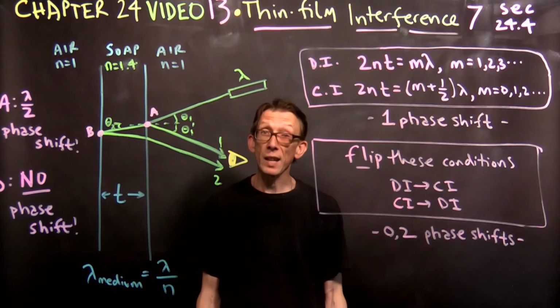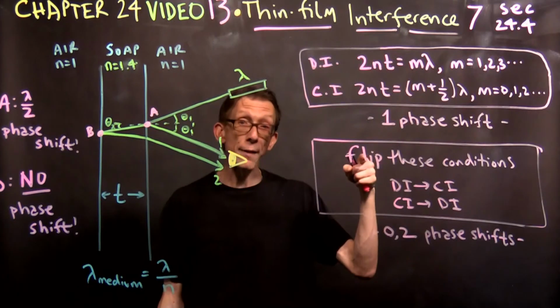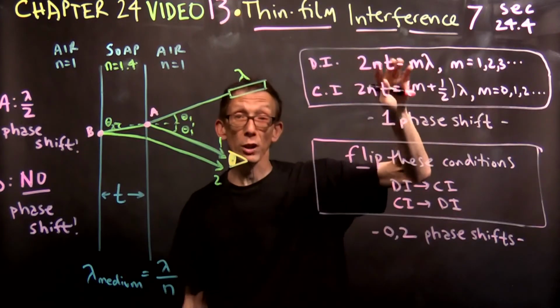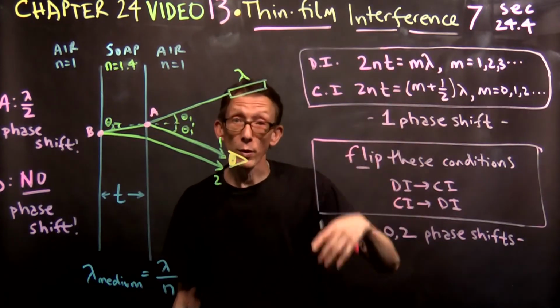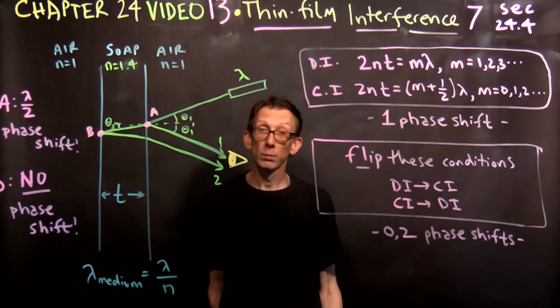Next up, we're going to work an example using these conditions. And then I'll show you an example where we have 2 phase shifts and you have to flip them. What was constructive will become destructive, and what was destructive will become constructive. So we have that to look forward to.